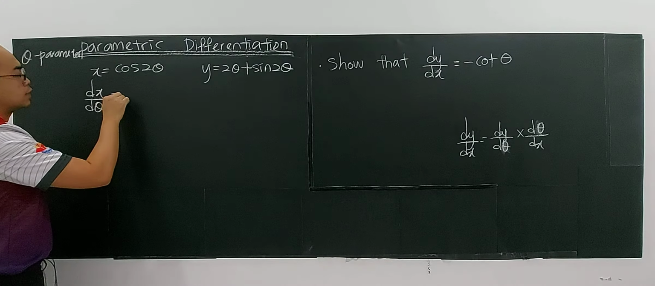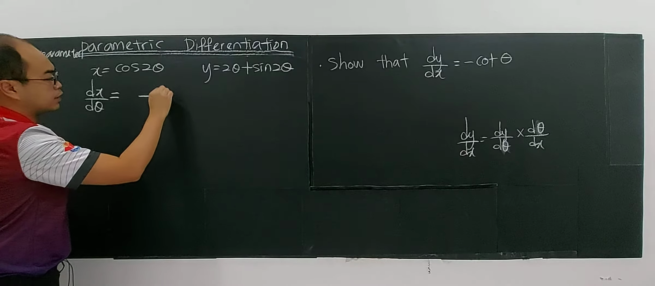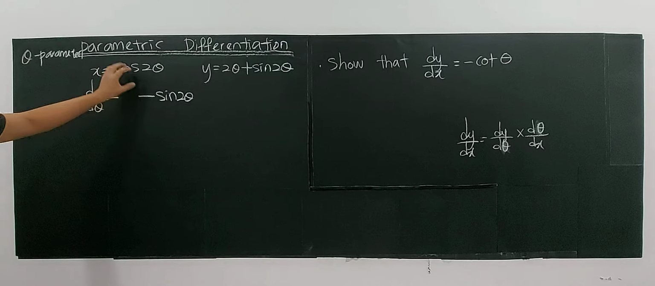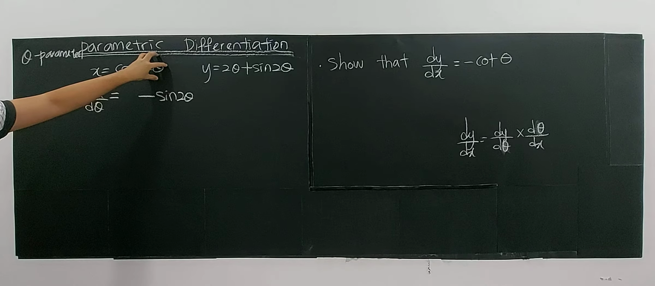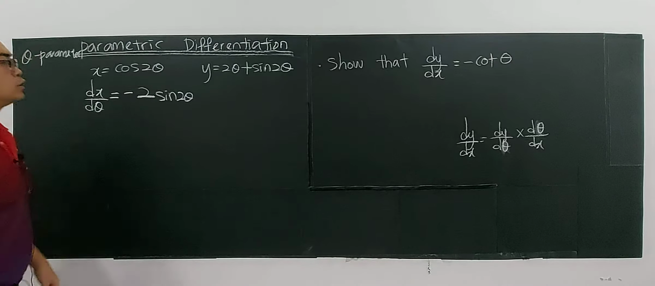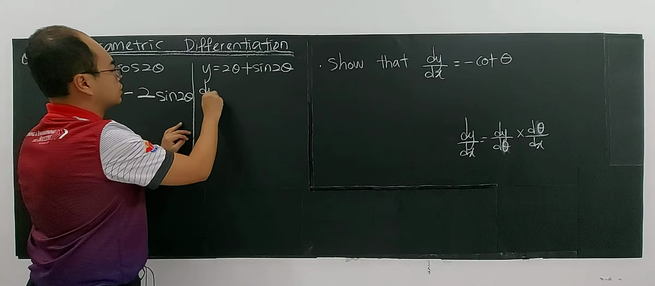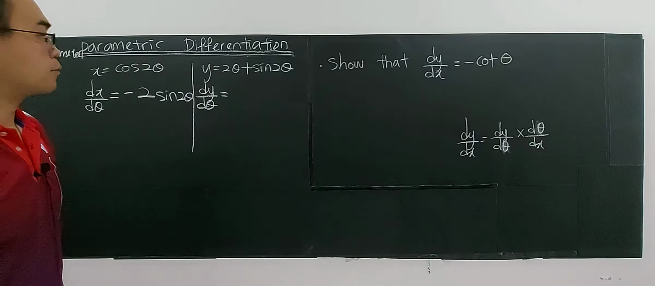So dx/d theta: differentiate cos, you have negative sine 2 theta, right? But don't forget to differentiate the function inside. Differentiate 2 theta, you will have 2. So negative 2 sine 2 theta.